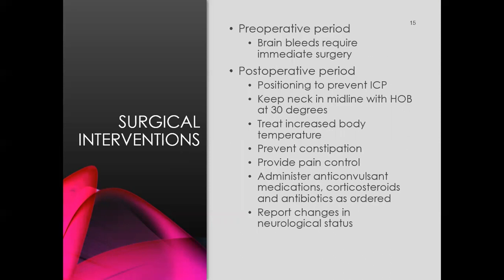Preoperative period, brain bleeds require immediate surgery. So if you have a subdural hematoma, that's going to happen with head injury, like a blow to the head, right? It's going to rupture blood vessels that are between the arachnoid membrane and that tough fibrous dura mater. As the blood leaks underneath the dura, so it's a subdural hematoma, right?